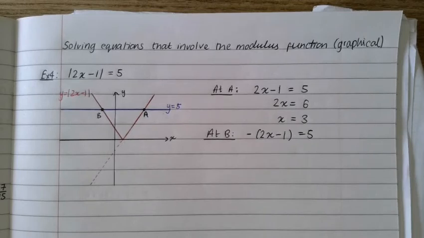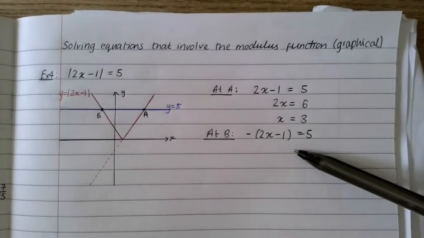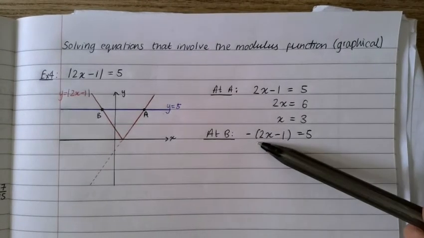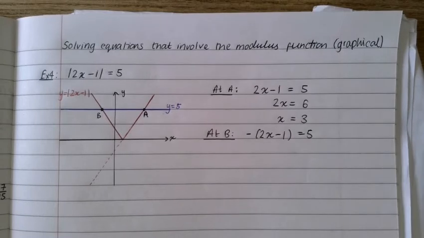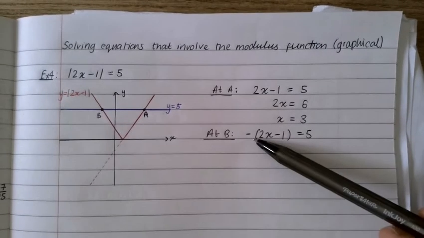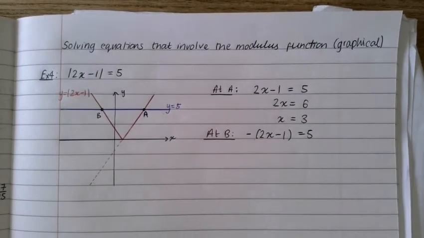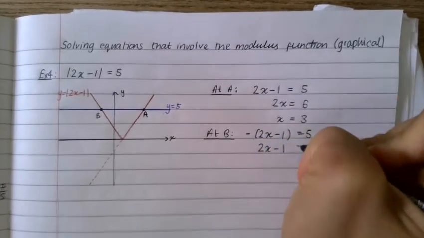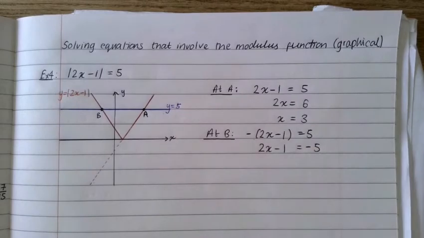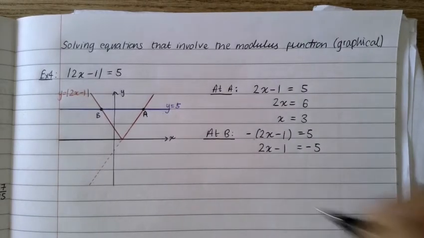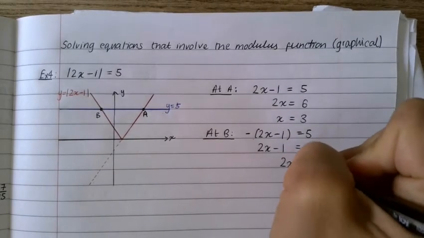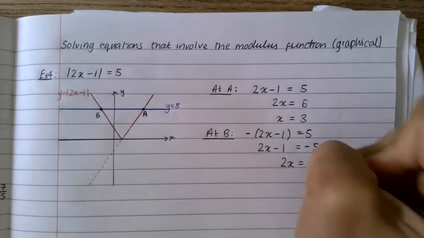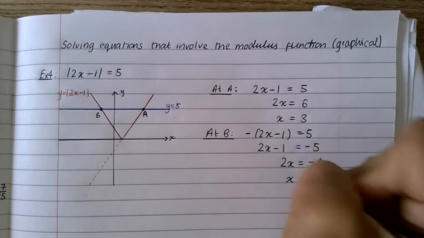So we're now going to solve this equation. You can do a couple of things here. You can multiply out the brackets and get negative 2x plus 1 equals 5. What I like to do is divide or multiply both sides by negative 1 and just get 2x minus 1 equals negative 5. But it's up to you. You can multiply out the brackets if you want to. So we get 2x equals, well, negative 5 plus 1 is negative 4. So x equals negative 2.